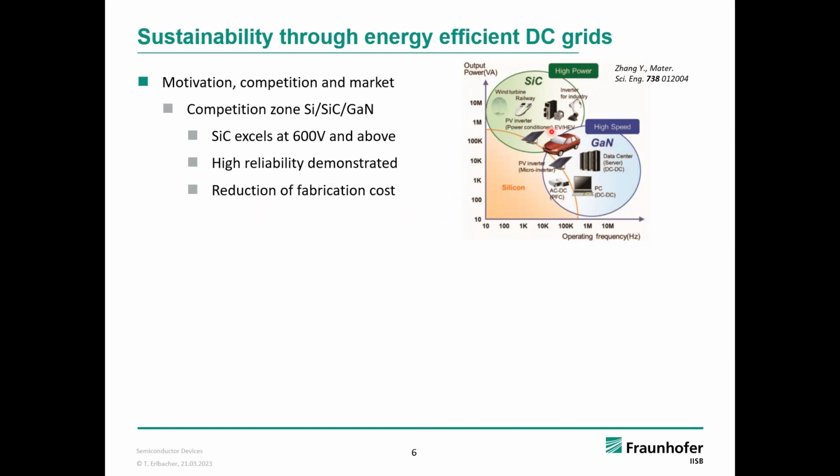Also note that typically silicon carbide and gallium nitride are referred to as competitors, but if you look more closely, usually the big overlap is between silicon and the respective wide bandgap material. So silicon carbide naturally excels at voltages significantly above 600 volts due to the low device resistance that you can get. Silicon carbide has also demonstrated high reliability and the potential for cost reduction.